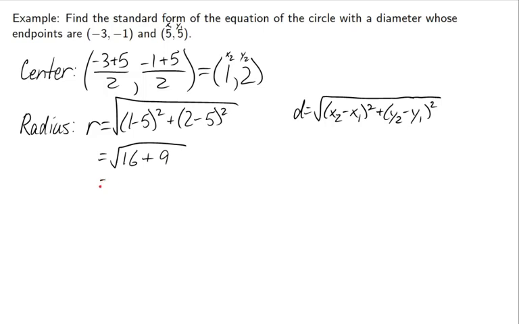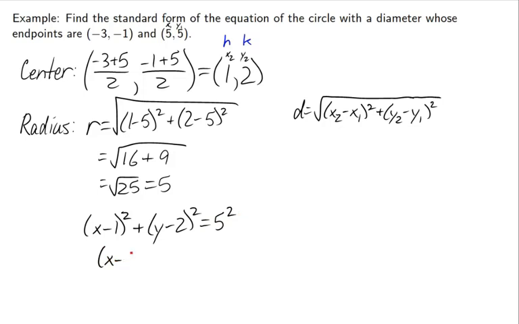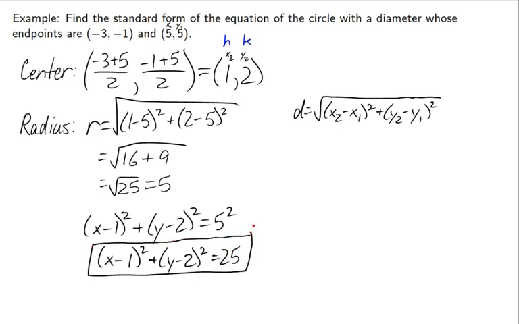So we get the square root of 25, which is 5. Alright, so we have the center and the radius, and that's enough to write the equation. Let me point out that what I labeled x2 and y2 a second ago are really the h and the k for my equation. And so I get x minus 1 squared, it's always x minus h squared, plus y minus k, which is 2, squared equals r squared. X minus 1 squared plus y minus 2 squared equals 25 is the equation of my circle.